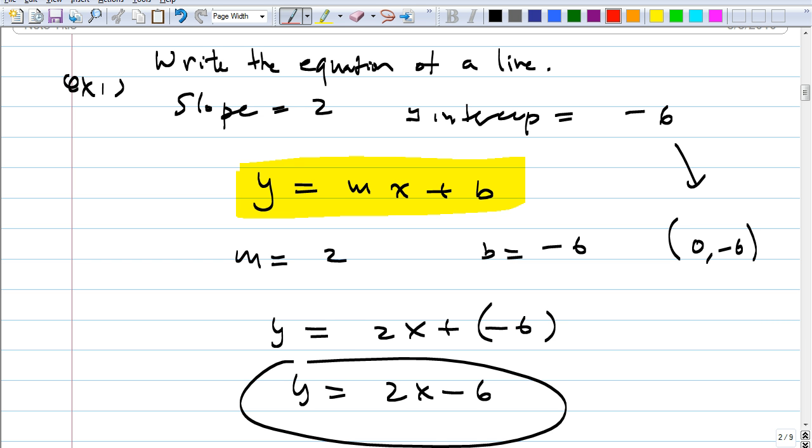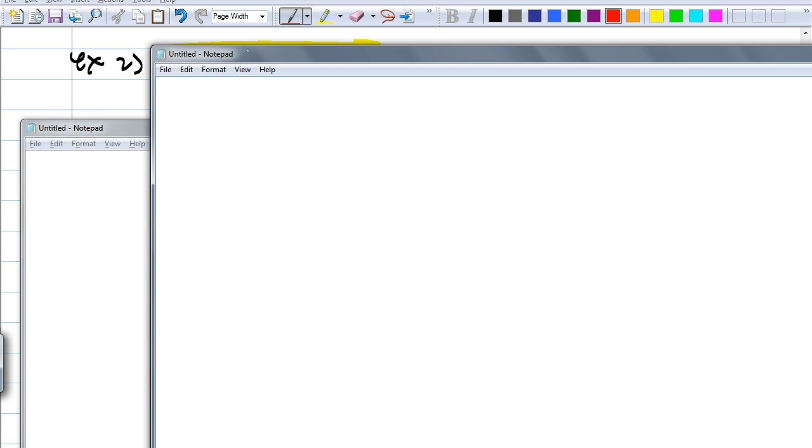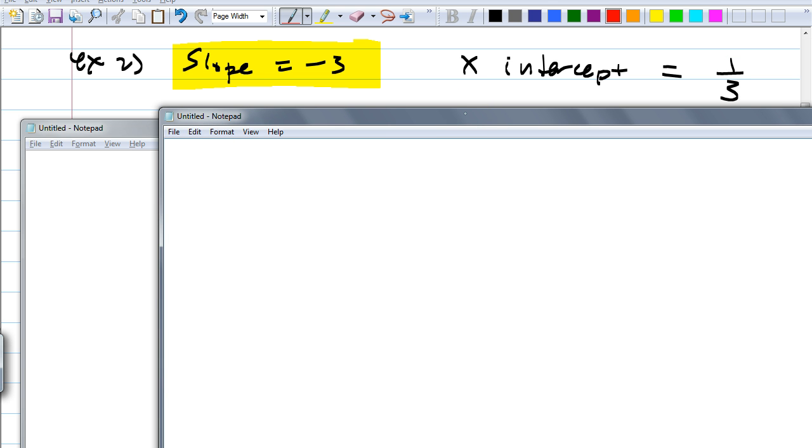Do you think they're gonna give you a bunch of these for your homework tonight? Of course not. They're gonna get a little bit creative. They're not gonna just give you the y-intercept and the slope. So let's look at example 2. What do you think they're going to give you then? They could give you a slope, and instead of y-intercept, maybe x-intercept. What if they give you slope and x-intercept? Well, that's our second example. They tell you the slope, which is -3, and x-intercept, which is 1/3.